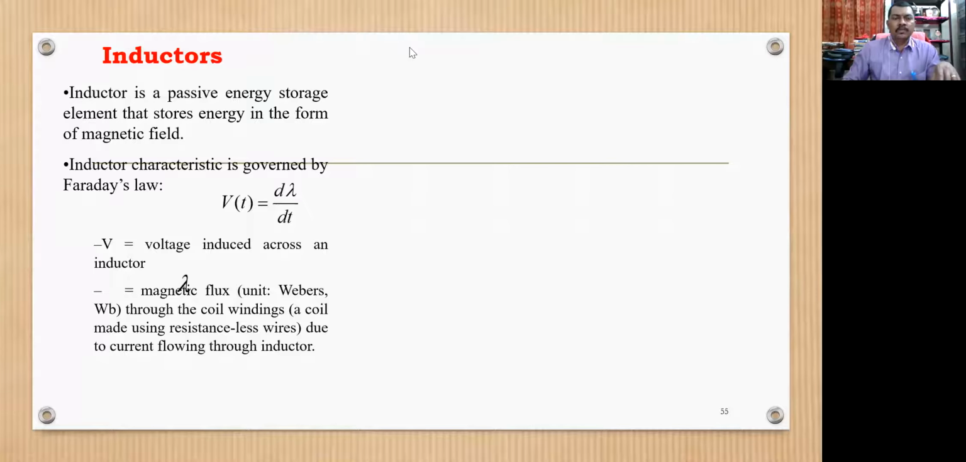The formula of that inductor is governed by Faraday's laws. So Faraday's laws आप लोगों को पता होने चाहिए। फैराडेज लॉज थोड़ा सा रिवाइज कर लो तो आपको शायद याद आ जाएंगे. So V(t), voltage across the inductor, is given by dλ/dt, where V is the voltage induced across the inductor, and λ is called the magnetic flux. λ is equal to the magnetic flux, and the unit is Webers, through a coil winding, right? So Weber is the unit of magnetic flux.